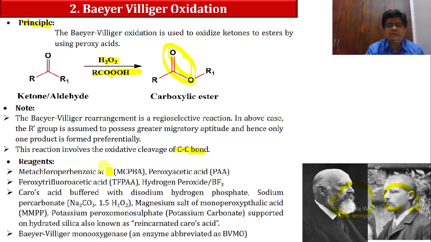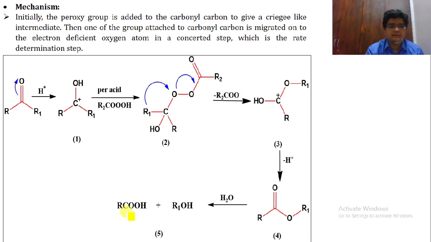There are various types of Baeyer-Villiger reagents. One of the most important reagents is MCPBA, that is metachloroperbenzoic acid. Second one is peroxyacetic acid. Third one, peroxytrifluoroacetic acid, hydrogen peroxide with BF3, Caro's acid, and Baeyer-Villiger monooxygenase, also known as BVMO. So these are the Baeyer-Villiger reagents. Now let us understand its mechanism.